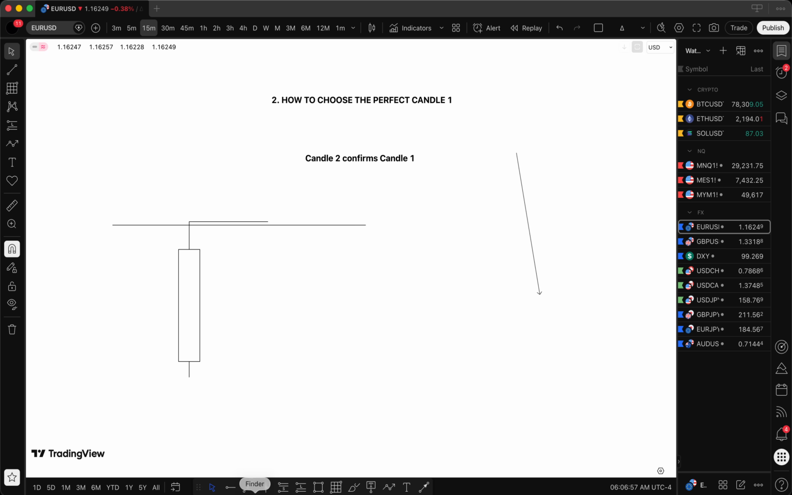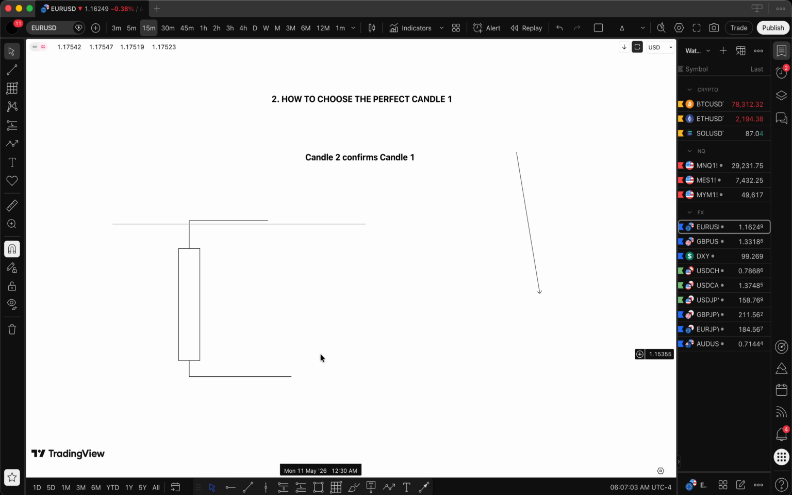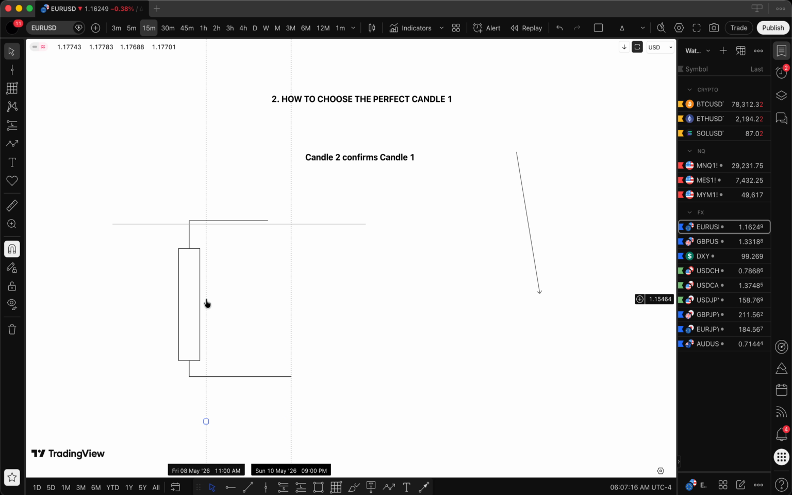Just like a dump 3 candle pattern, that's it. This is what 90% of the people do. And the perfect way to get the perfect candle 1 is confirmed in the next candle. Imagine now, this is candle 2 opening, candle 2 closing price.